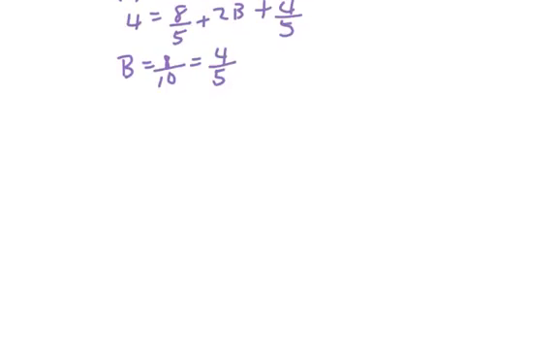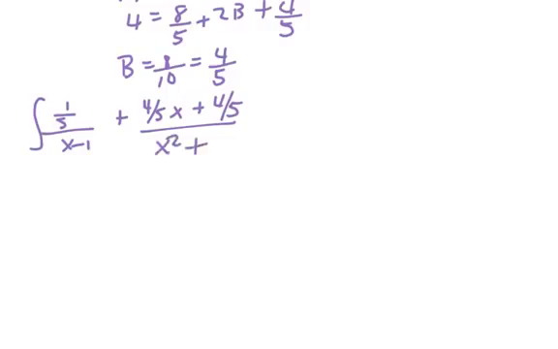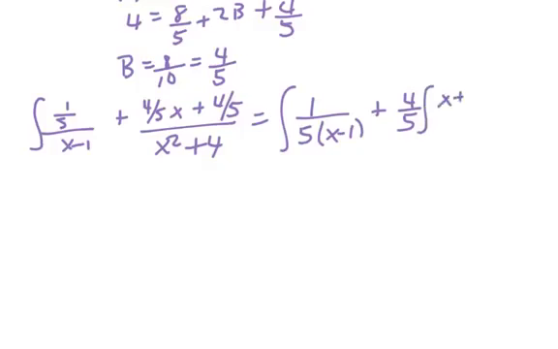So let's put it together and integrate. So this becomes 1/5 over x minus 1 plus 4/5 x plus 4/5 over x squared plus 4. Okay, so this is just 1 over 5 times x minus 1, plus, I'm going to pull out the 4/5 because it's a lot easier, and I'm left with x plus 1 over x squared plus 4. So this is a little bit different. What I would do here, u substitution fails us. So what I would do at this point is split fractions. So let's go down that route.